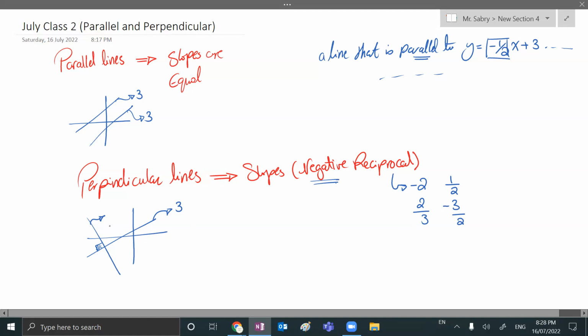So for example, in this case, since this line has a slope of 3, the other one will be negative 1 over 3. We flip and then we change the sign. So instead of 3, it became 1 over 3. And then we changed the sign. It became negative 1 over 3. So far, any questions? Everything so far makes sense?